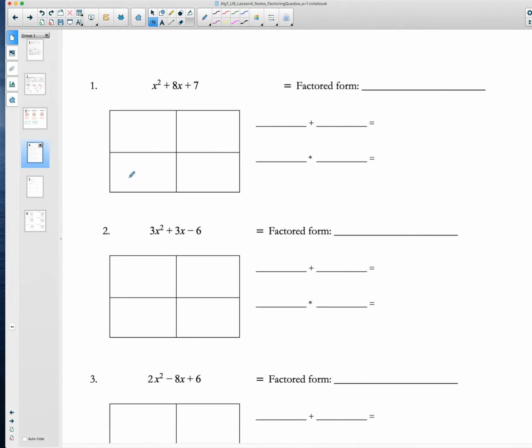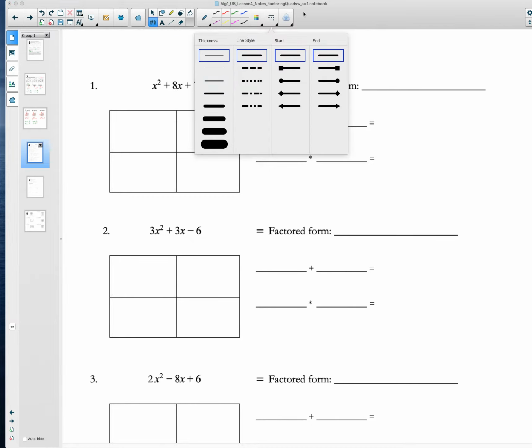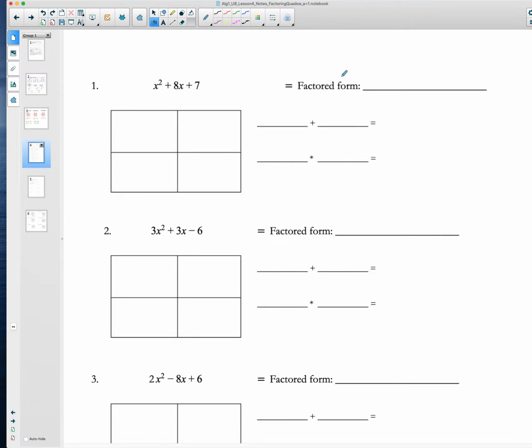Now, remember today, we're only going to work with those terms where A is 1. We'll get into when A is something else tomorrow, but we'll always have the same pattern. It just means that we have more combinations to look at.